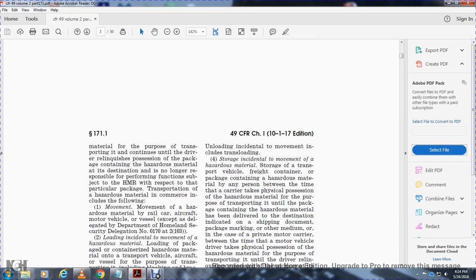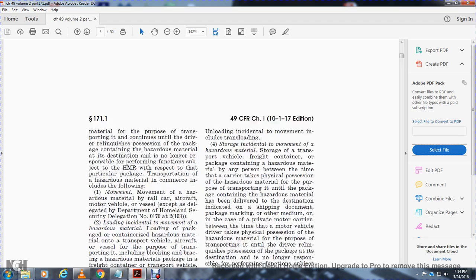Transportation of hazardous material in commerce concludes following movement of the hazardous material by rail car, aircraft, motor vehicle, or vessel, excluding functions delegated by the Department of Homeland Security under delegation number 1701 at 2103.